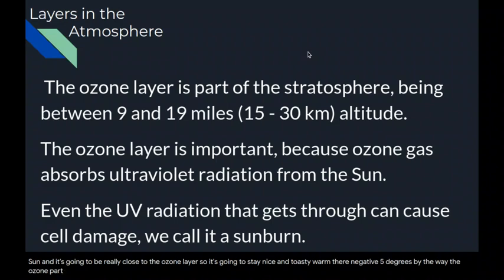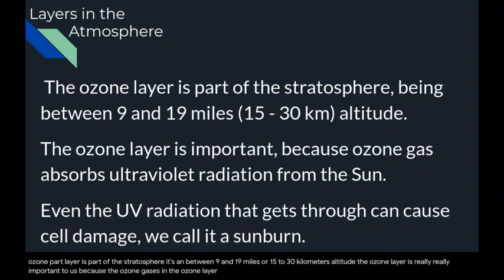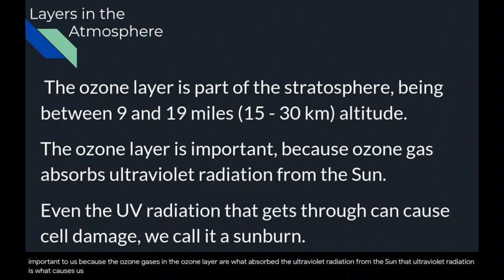The ozone layer is part of the stratosphere. It's in between 9 and 19 miles, or 15 to 30 kilometers altitude. The ozone layer is really, really important to us because the ozone gases in the ozone layer are what absorb the ultraviolet radiation from the sun. That ultraviolet radiation is what causes cell damage in our skin when we're out too long. Even though we have the ozone layer, we still get that cell damage if we're out in the sun too long. We call it a sunburn.